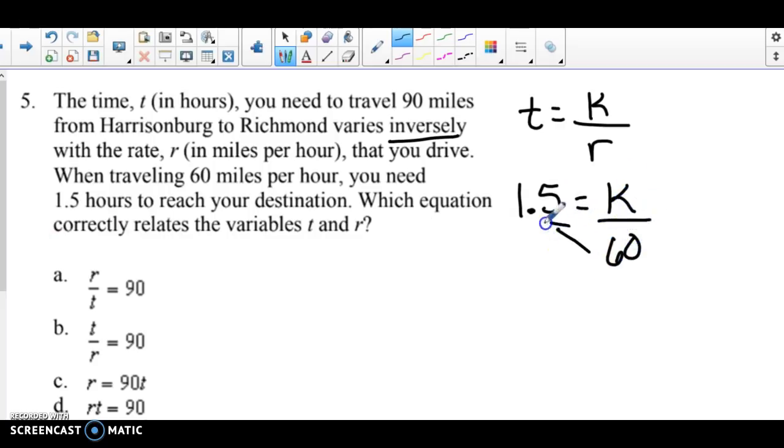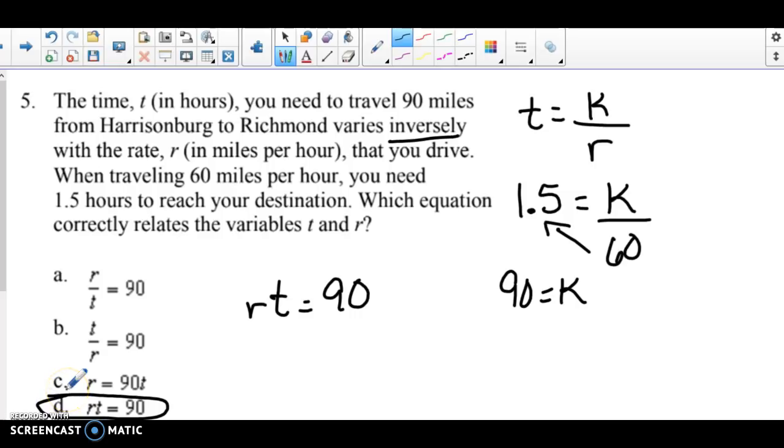So what I simply do is I multiply 60 times 1.5, and that gives me that 90 is equal to k. So if I go back up here and I plug these in, if I want to get k by itself, then I multiplied r times t. So r times t is equal to 90. That's my equation right there. So answer choice D.